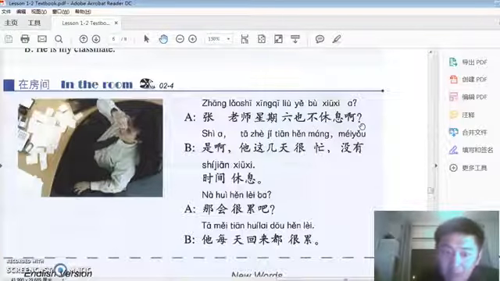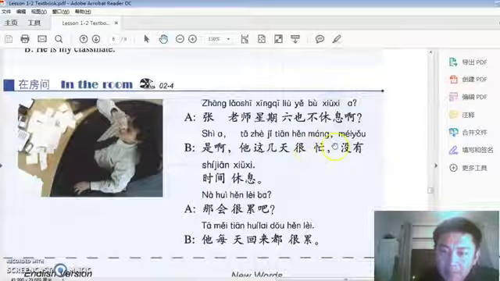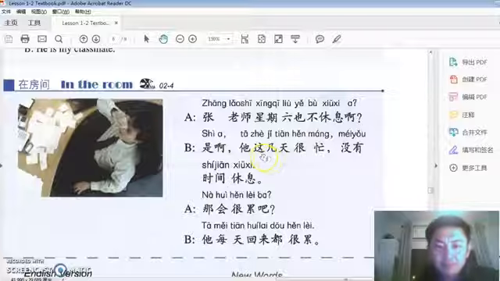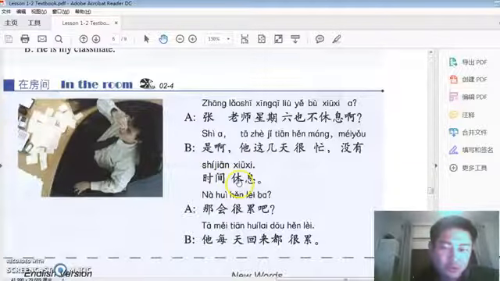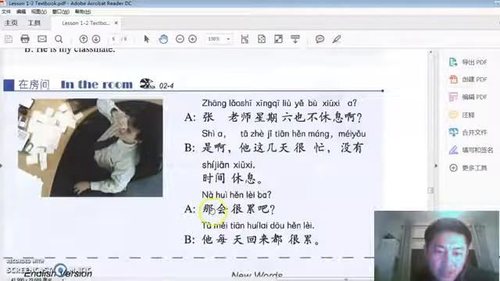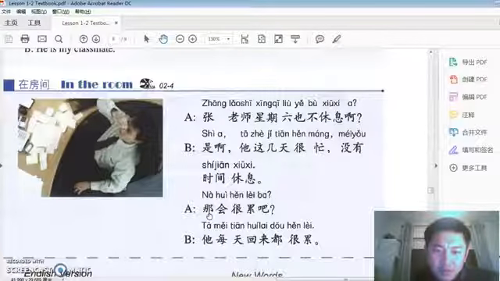He doesn't even have a rest on Saturday. Is that right? And B says, yeah, 是啊，他这几天很忙，忙 busy，我很忙。这几天 these several days, so these days, 他这几天很忙，没有时间休息，没有 have no time to rest. Of course, in Chinese we don't really have to's. 休息。Then A says, 那会很累吧？那 we know that 那 means that, and in this sentence it means then.